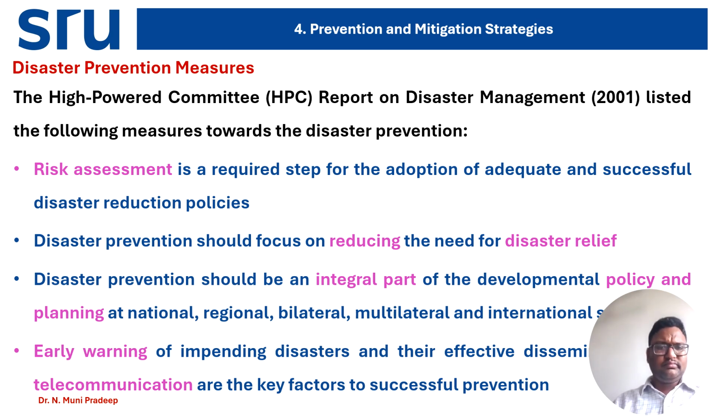So what did the HPC report identify? The HPC report identified 4 key prevention measures. Let us examine each one in depth. The first prevention measure reported by the HPC was risk assessment as a required foundation for any disaster.